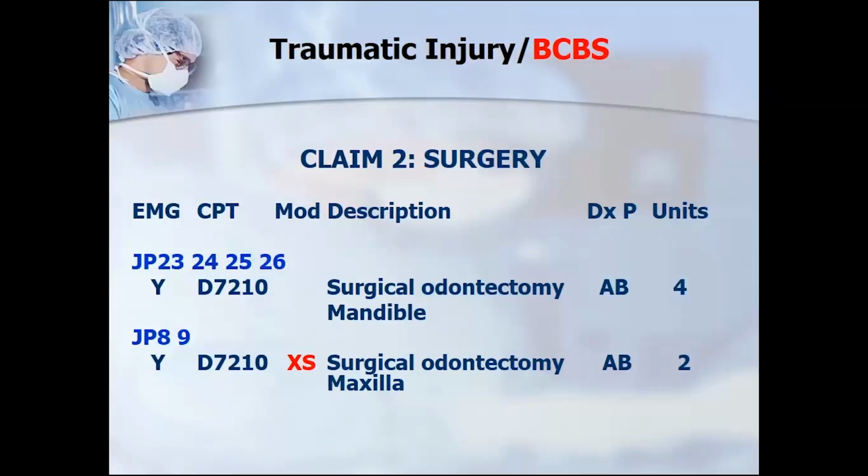For the surgical portion, your surgical odontectomies are split into maxilla and mandible. Notice the diagnosis pointers. Why are we doing the surgery? Injury to face or mouth. And diagnosis B is the fractured teeth. 4 in the mandible, 2 in the maxilla. And the tooth numbers are listed above. Modifier XS is specifically indicated and used when you change surgical sites.